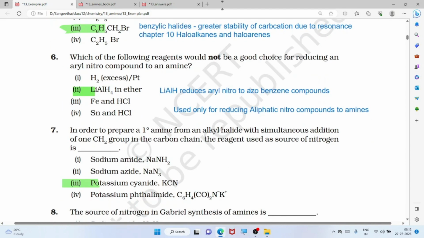Which of the following reactions would not be a good choice for reducing an aryl nitro compound into aniline? This lithium aluminum hydride is used only for reducing aliphatic nitro compounds to amines, not for the aromatic. They are asking about reducing aryl. Aryl means aromatic nitro compound. So LiAlH4 reacts with aryl nitro to form azo compounds, azobenzene compounds. So it will not be a good fit for making amines like aniline.